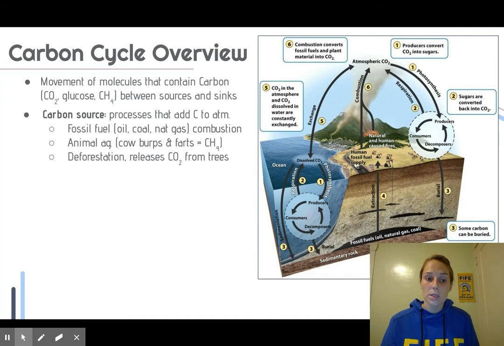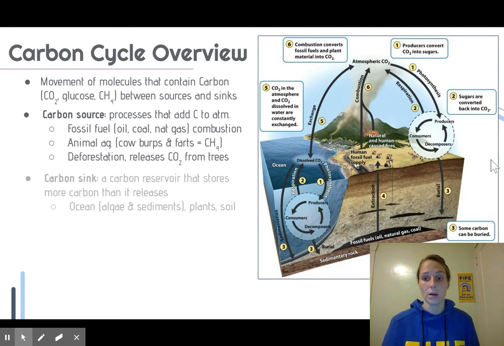Now, a carbon source is a process that adds carbon to the atmosphere. So fossil fuel combustion, and animal agriculture adds methane through the cow's actual burps and farts. Deforestation also releases carbon dioxide from cutting down the trees, but then it also takes away the ability for those trees to remove carbon in the future. So these are all going to be adding carbon to the atmosphere. If you look at our diagram here, think of these arrows going up. That's going to be that.